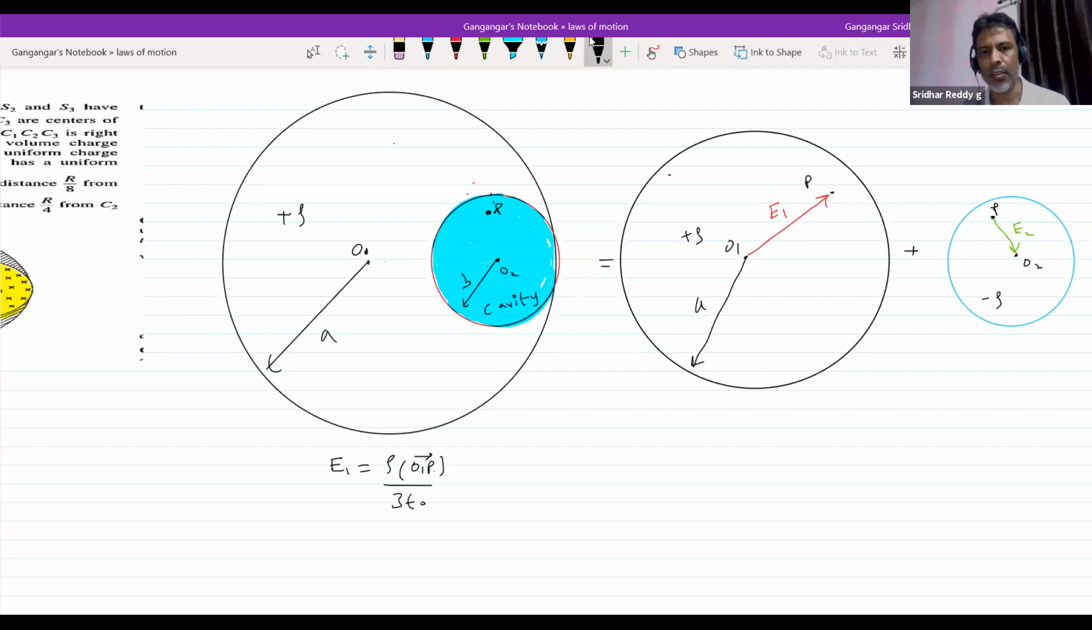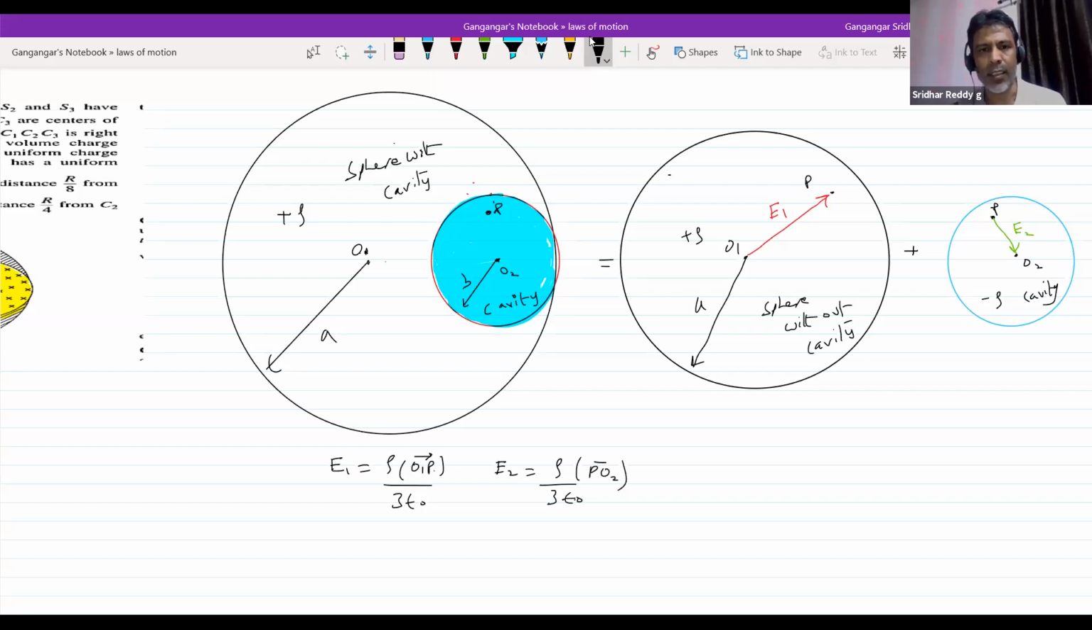Come to E2. So what is E2? You can write it as rho by 3 epsilon naught. Don't put the negative sign again. That negative sign has already been taken care of by assuming E2 bar towards O2. There's a cavity here, there's a sphere without cavity, this is a sphere with cavity. So what is E2? E2 should be equal to rho PO2 bar by 3 epsilon naught.